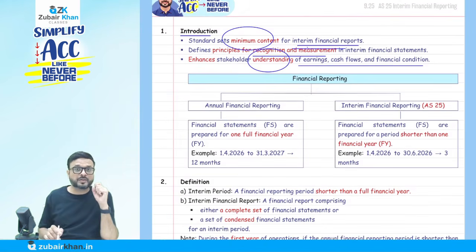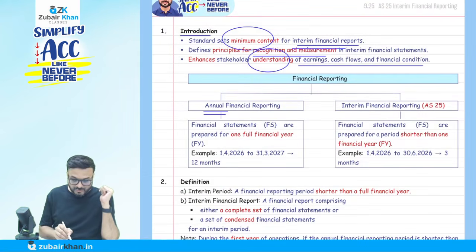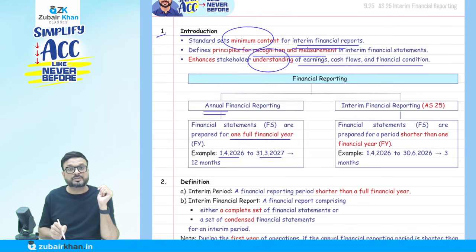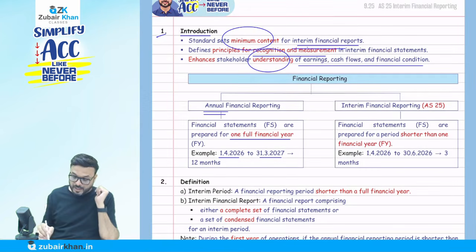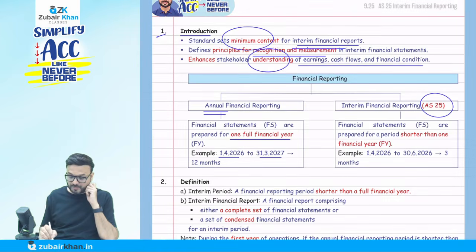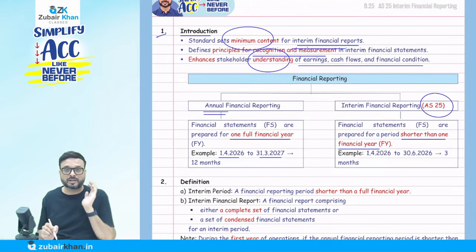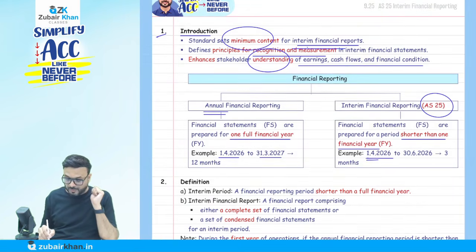So what is the difference from the annual financial reporting, that is for the full financial year? Here the financial statements are prepared for one full financial year. Example, from 1st of April 26 to 31st of March 27. Interim financial reporting, which is dealt with by AS 25, talks about financial statements prepared for a period shorter than a full financial year. So it might be 6 months, 3 months, whatever. For example, from 1st of April 26 to 30th of June 26, 3 months here.